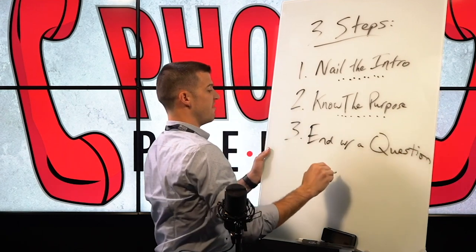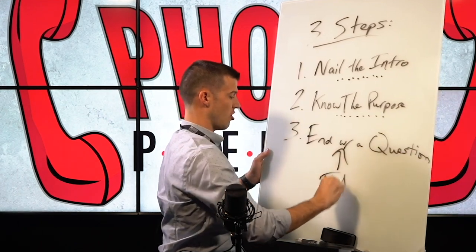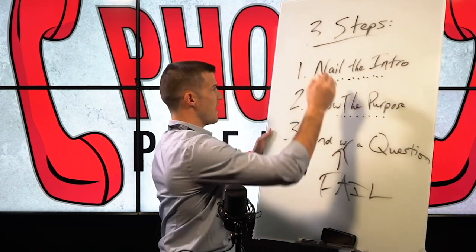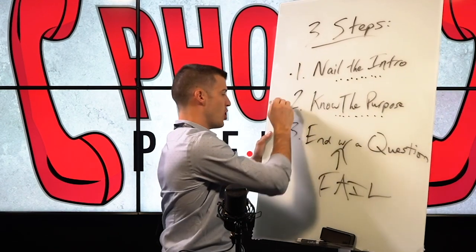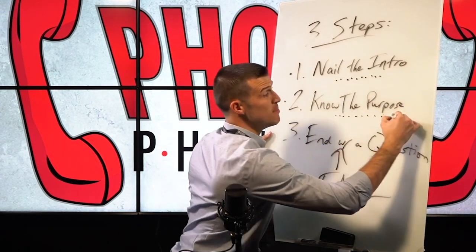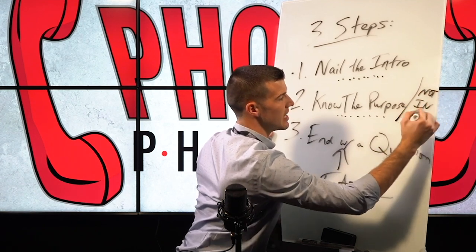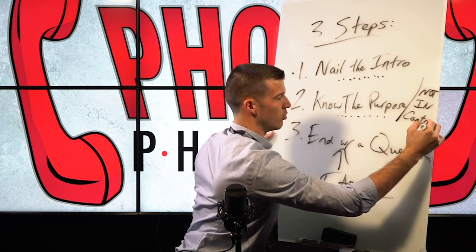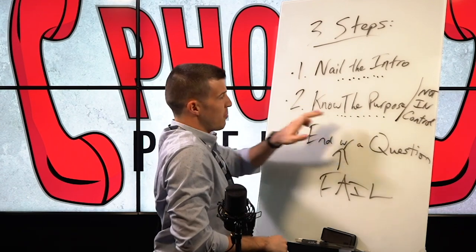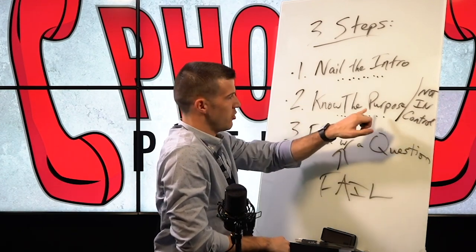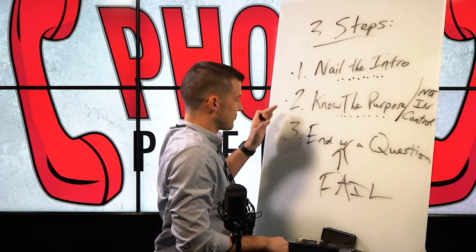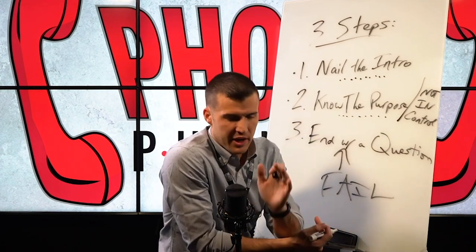Too many agents fail on this point, right? They have a crappy intro. They don't know the purpose, which means if you don't know the purpose, you're not in control, right? I believe in being flat out in control, to be a machine. Know the purpose so that you're in control, because if you don't know the purpose, you're not in control, right? And then end with a question.